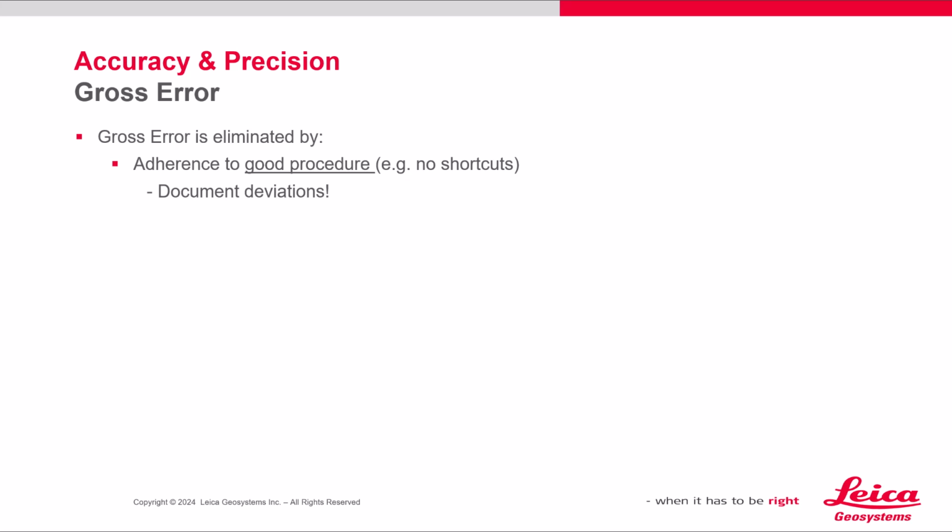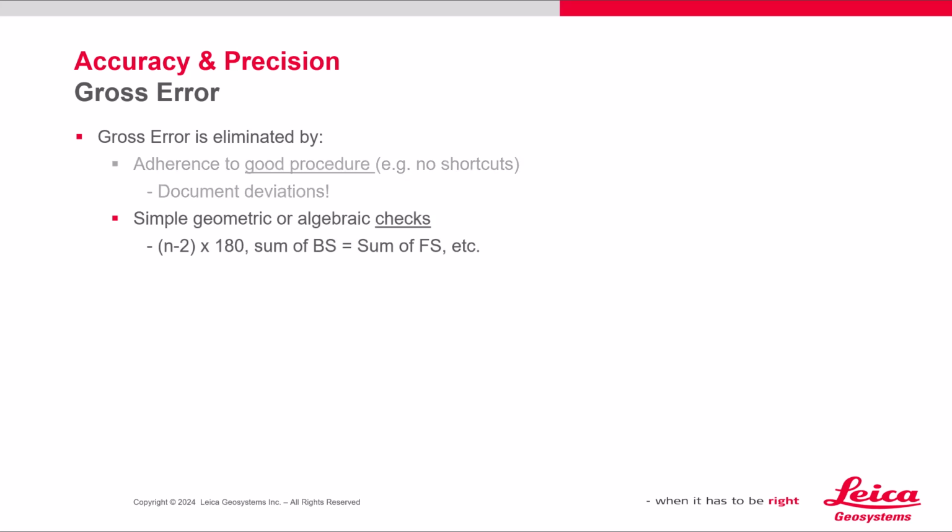Gross error is eliminated by adherence to good procedure, and document your deviations. We talk about all the time whether or not we should keep a field book with the electronic world we live in. I believe that the field book should be a journal and definitely document deviations to the procedure so that everyone knows what happens.